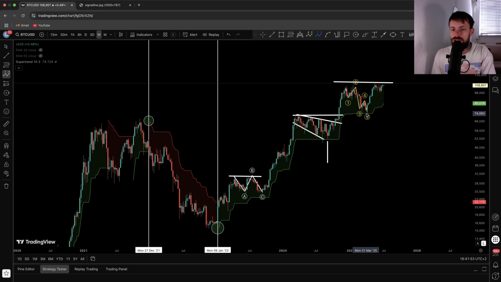It brought us back down to the super trend for support in a 5-wave correction. And then from the super trend where it flatlined for that correction, it's now taken off and you can see it's curving up again. So right now it does look like we are in the middle of a breakout here and we're just trying to tackle out of this resistance.